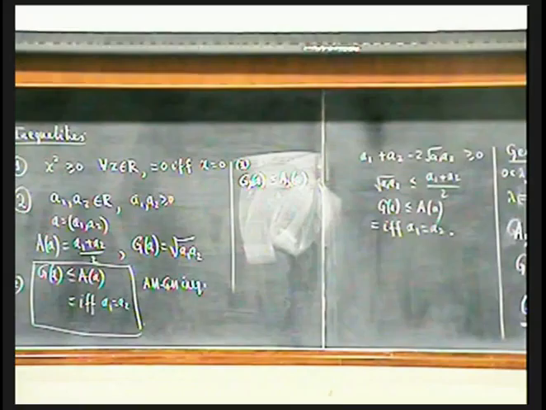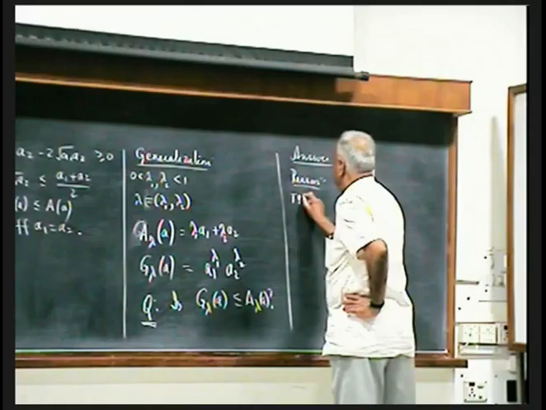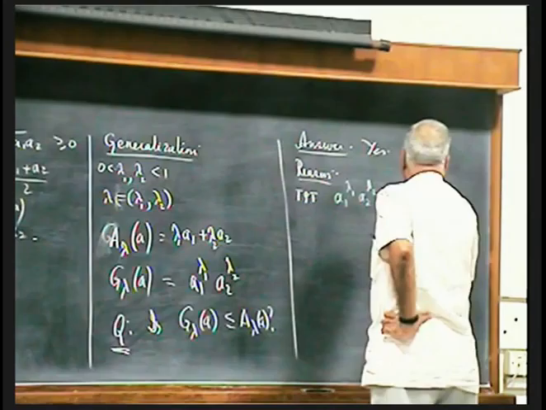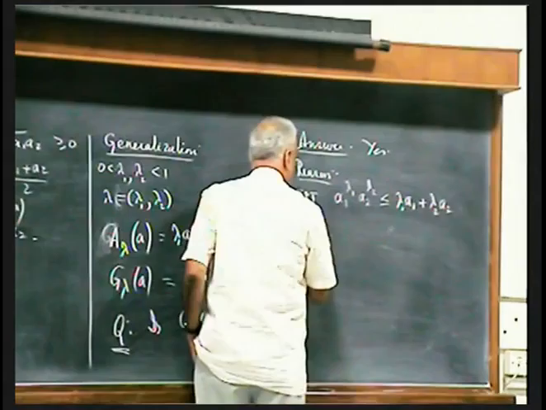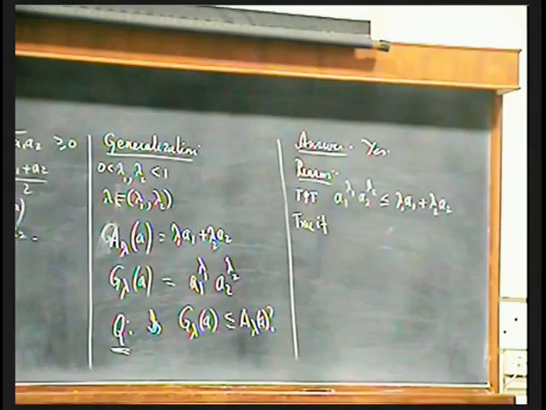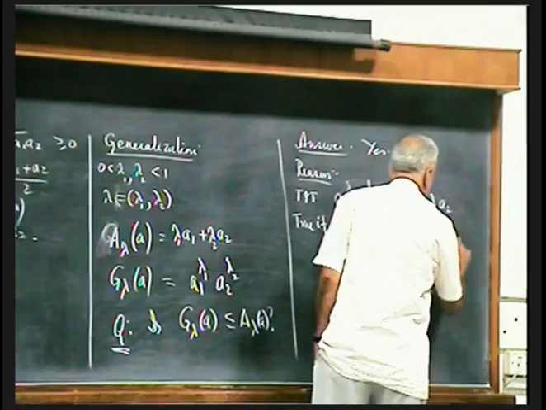Now, you will see that there are many things that are possible. The reason is, we want to prove that a1 power lambda 1, a2 power lambda 2 is less than or equal to lambda 1 a1 plus lambda 2 a2. This is what we want to prove, because we are saying that it is a true result. So, this will be true if, well, all are non-negative real numbers, so I can take logarithm on both sides. The log of this must be less than or equal to the log of this.